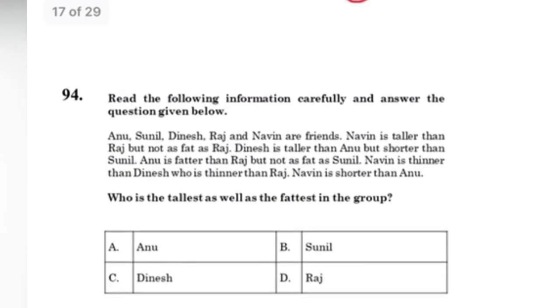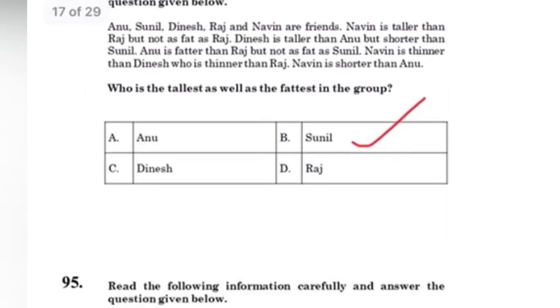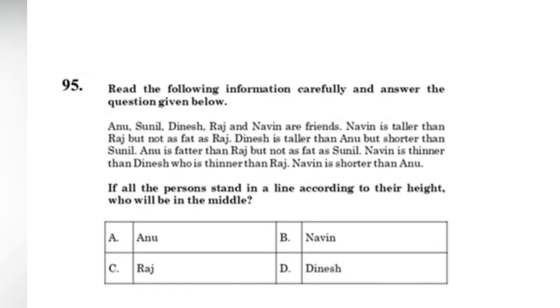Coming to the next question. Who is the tallest as well as the fattest in the group? You will be getting the answer as option B, Sunil. Coming to the next question. If they are arranged according to their height, who will be in the middle? Answer is option A, Anu.